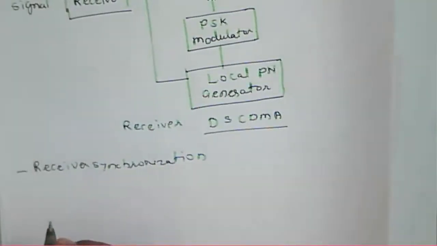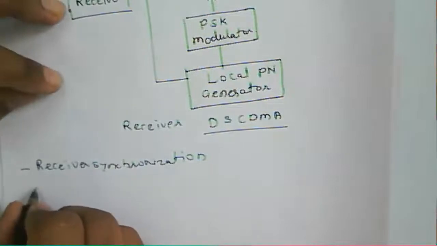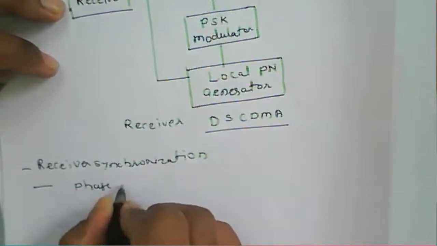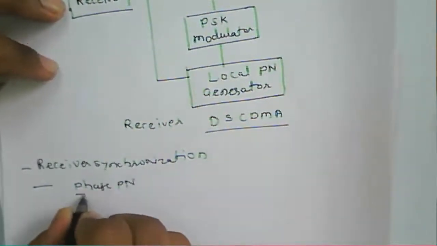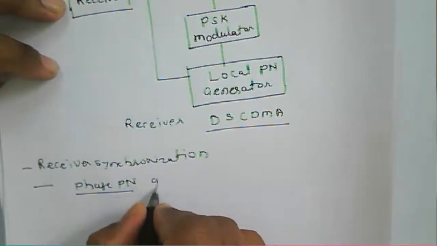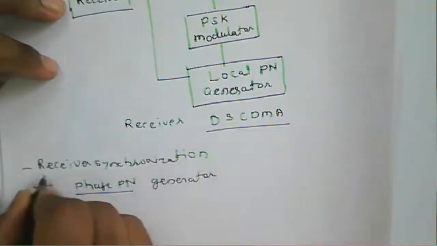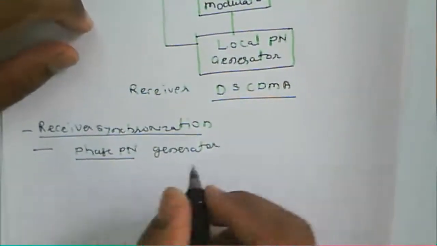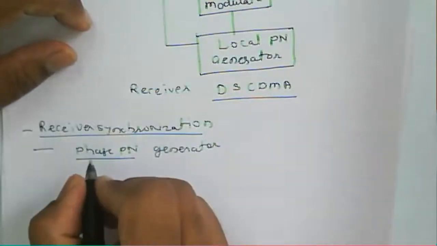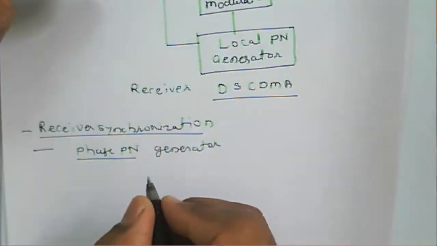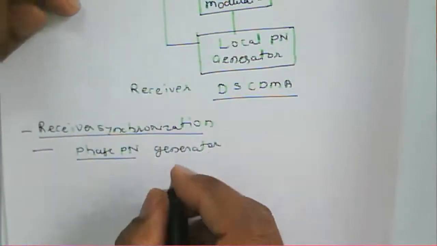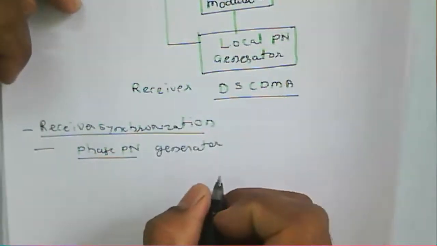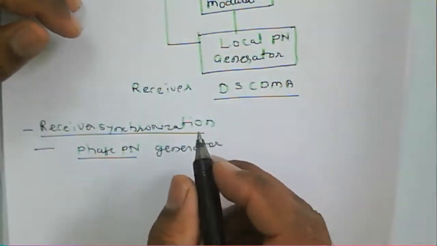so that we can synchronize the phase of the PN generator. So our aim is the phase of the PN generator. For receiver synchronization, we need to synchronize the phase of the PN generator at the receiver with the phase of the identical PN generator at the transmitter. But it is very difficult to synchronize the phase of the transmitter as well as the phase of the receiver.